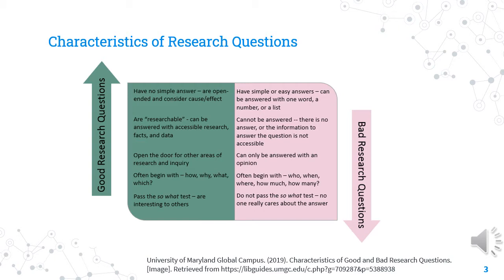Sometimes the question can only be answered with an opinion. Therefore, there's no hard data or information that can be used. Or it limits the amount of questions that can be asked in other places of inquiry. They often begin with who, when, where, how much, or how many. Simplistic question stems that provide simplistic answers. And they do not pass the so what test. No one really cares about what the answer is to a weak research question.